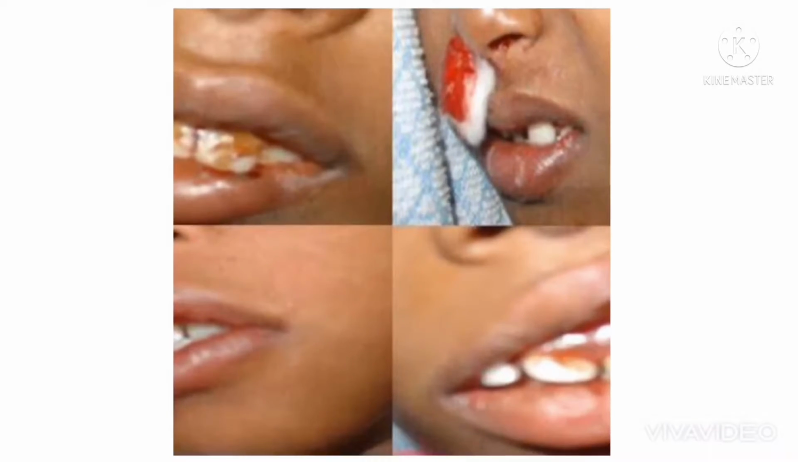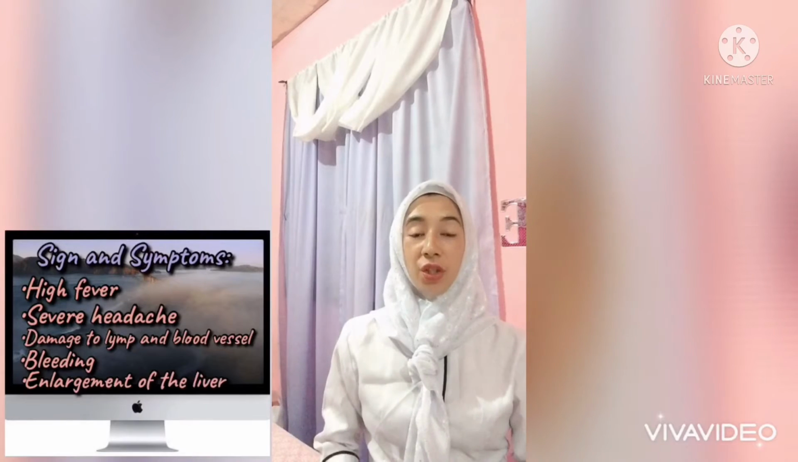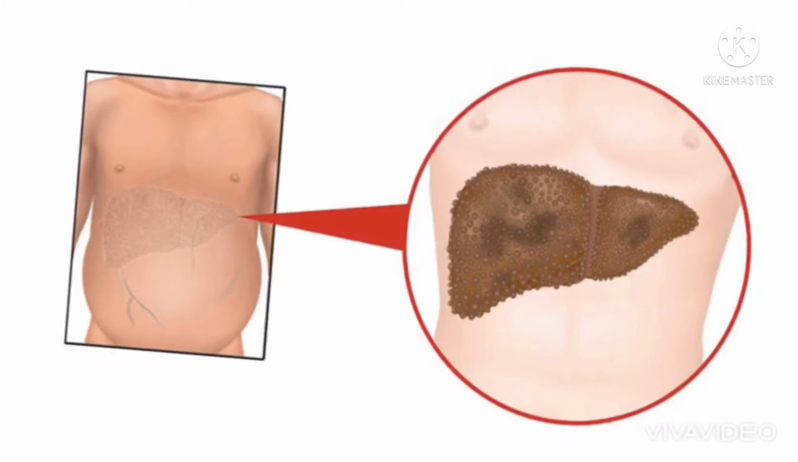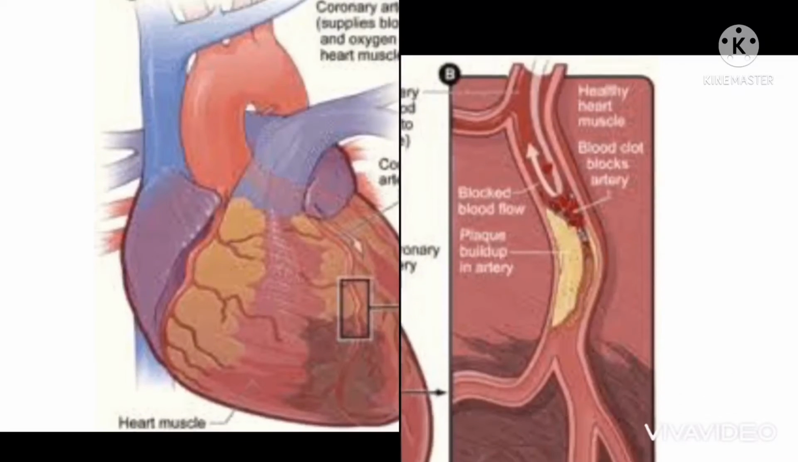Bleeding. Bleeding from the nose and gums is a characteristic of DHF. Enlargement of the liver. The dengue virus could also penetrate the liver, causing fatal damage. And the last one is circulatory system failure. The circulatory system ultimately fails in the disease if not treated promptly. Incubation period. It has an incubation period of 3 to 10 days after the bite from an infected mosquito.